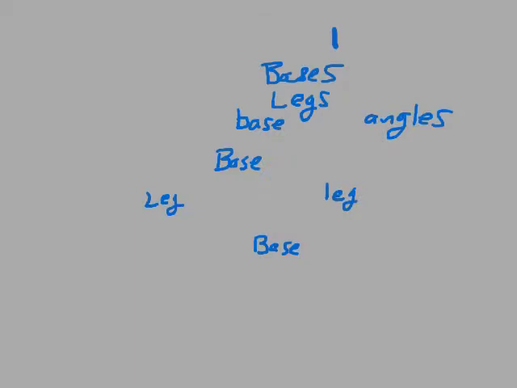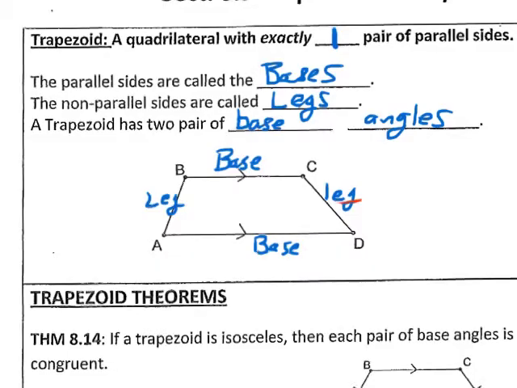Okay, and then let's change colors here. And these angles, angle A is a base angle. And so is angle D. So that's one pair of base angles. And then obviously B and C, those would be the other pair of base angles. So two bases, two legs, and two pair of base angles.